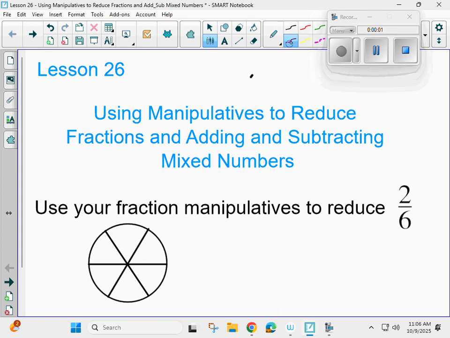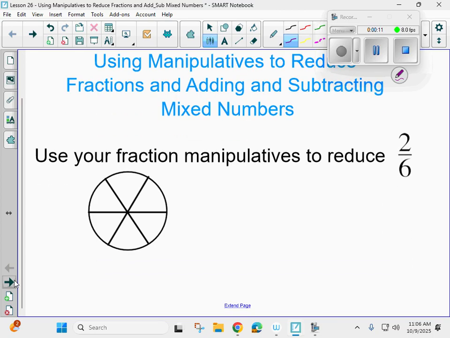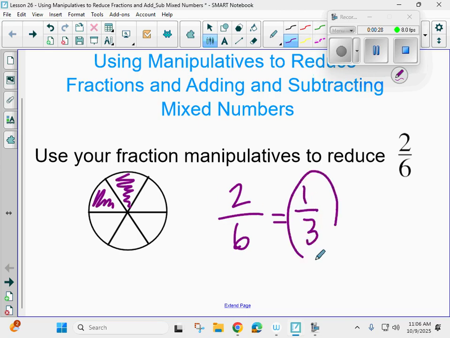All right. Using manipulatives to reduce fractions and adding and subtracting mixed numbers. Use your fraction manipulatives to reduce 2/6. Well, honestly, I don't know that we're going to use the manipulatives very much, okay? But basically 2/6 reduces, because both those numbers are divisible by 2, right? So that would be 1/3, okay? 2 goes into 2 once, 2 goes into 6 3 times.